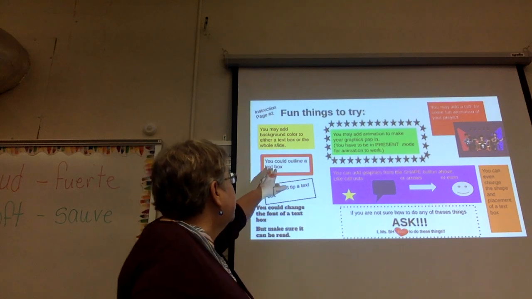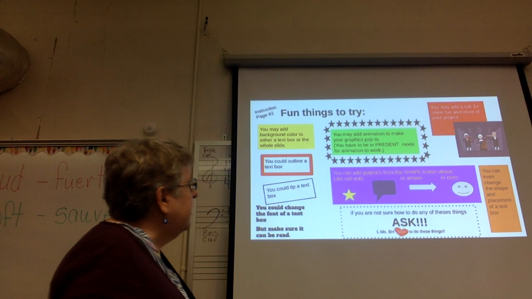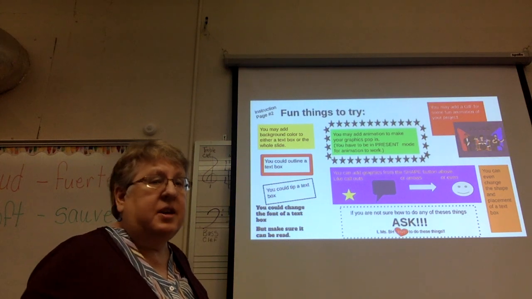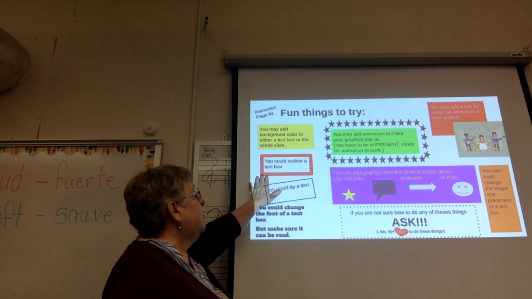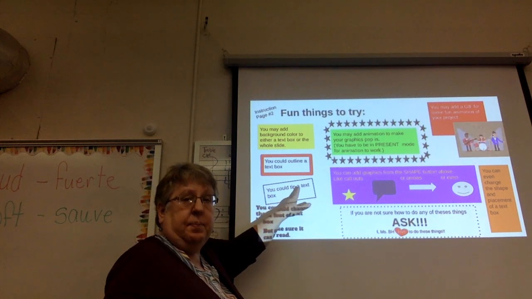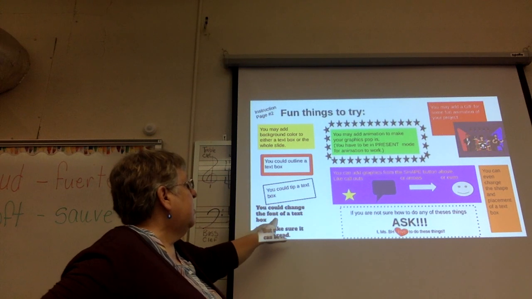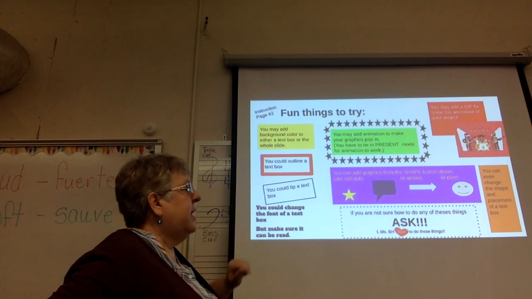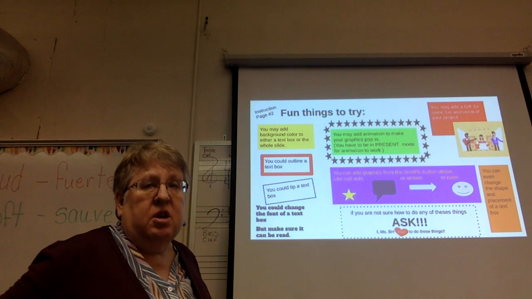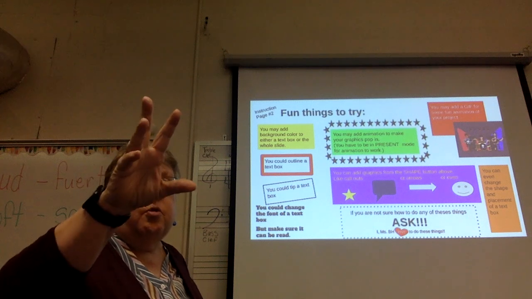So let's talk about this. Again, you can add background color to the text. You can add animation like I did with those stars. They popped in. You can outline your text box with a thick line or a thinner line. You can even tip your text box. All of those things can happen. You can change the font, but make sure that it's able to be read.